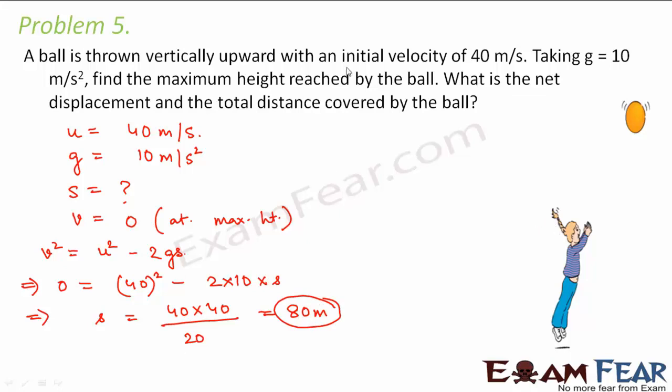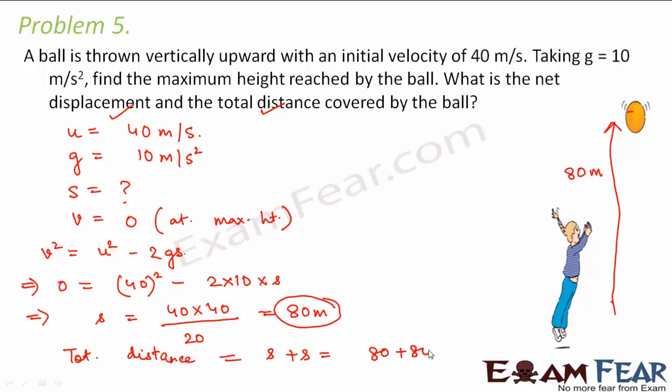We have to also calculate the net displacement and the total distance covered by the ball. So 80 meters is just one way. This is 80 meters, the maximum height reached by it. So what would be the total distance? Total distance would be this distance plus this distance, because first it goes up and then it will again fall down, right? So the total distance would be s plus s, that is equal to 80 plus 80, which is equal to 160 meters.